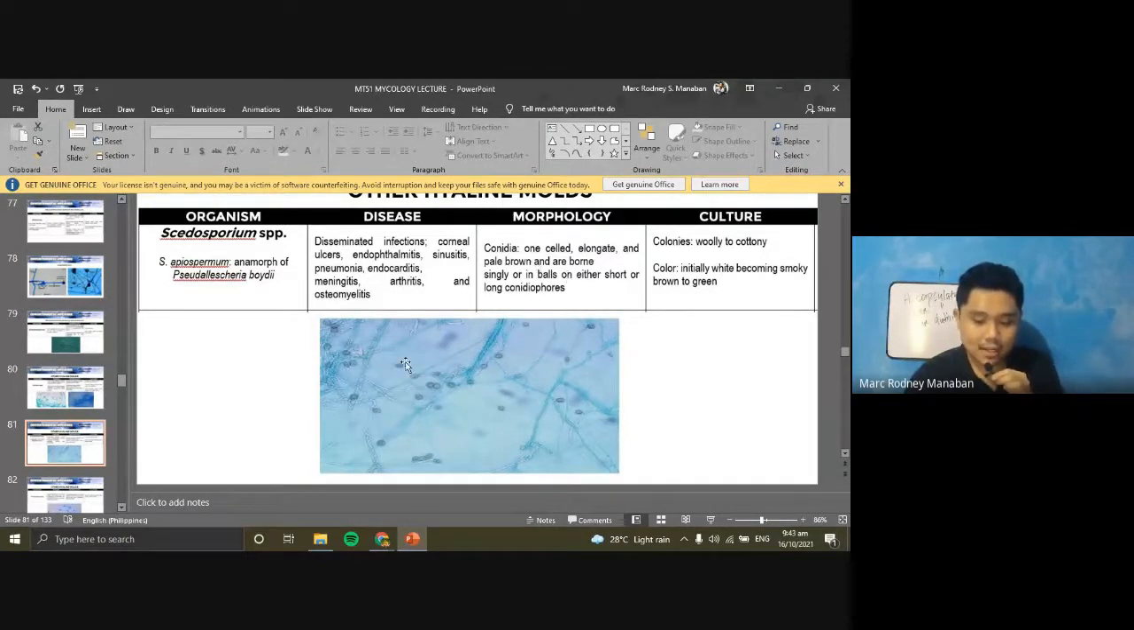And then the conidia, again, is one-celled, elongate, and pale brown, singly or sometimes in balls. And the colony is still woolly to cottony, and the color can be smoky brown to green.